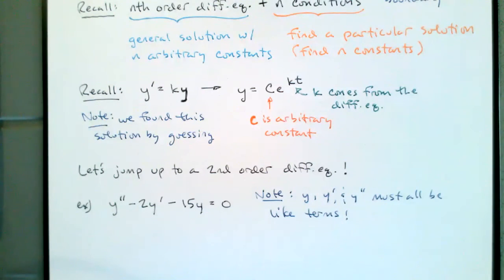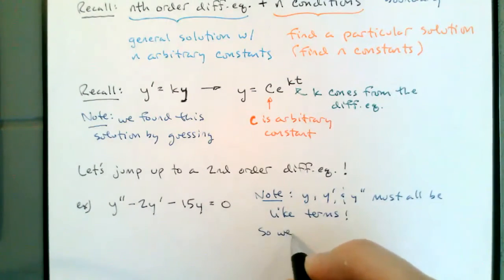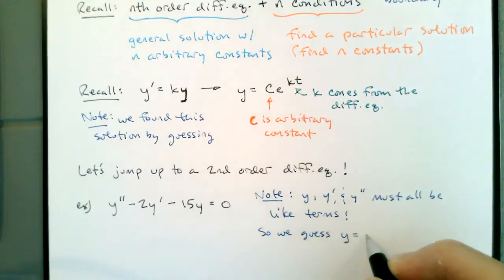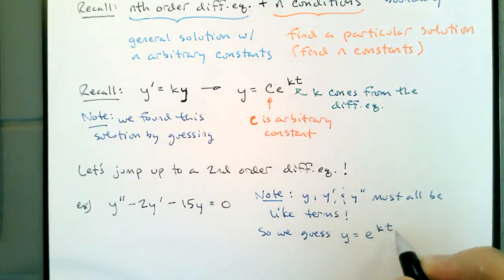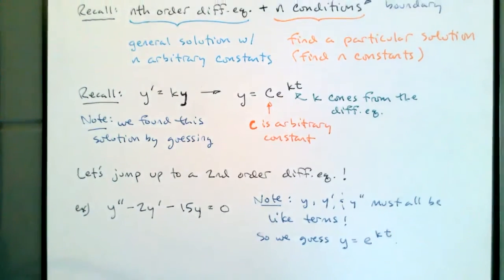This leads us to a guess. We're going to guess that the form of this equation is going to be e to the kt. This is just science. Here's a question. Guess.